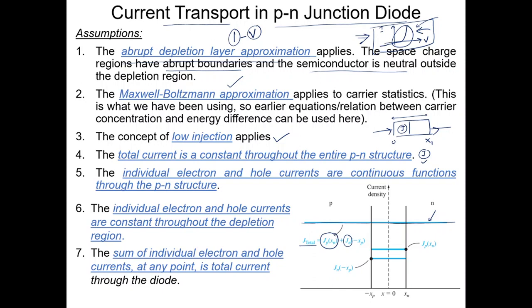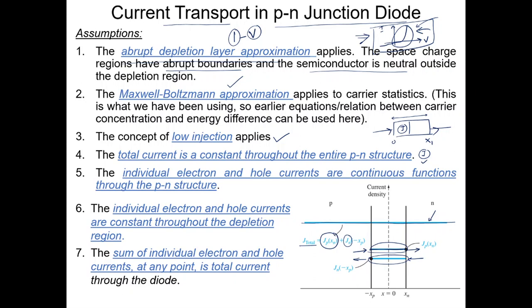We'll also assume that these electron and hole current densities are uniform and constant throughout the depletion region. So that's what you are assuming here, that inside the depletion region there is no change in the current density, right? Which means that whatever hole current enters from this side, the same hole current exits from this side. Whatever electron current enters from this side, the same electron flux exits from the other side. That's the meaning of the current inside the depletion region being flat or constant.